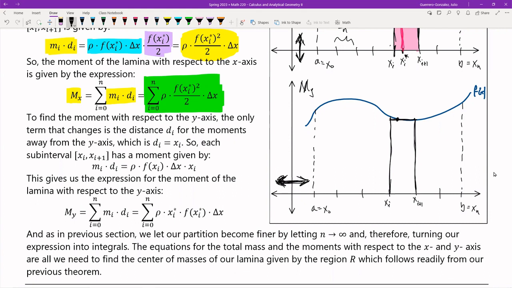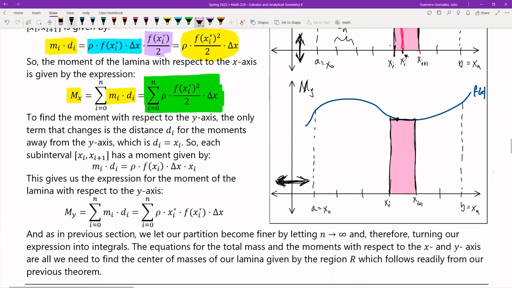We want to find the moment with respect to the y-axis of this pink sliver right here. It's the same pink sliver from above. It's just, I can't draw the same thing twice. Don't judge me. I'm not Bob Ross. Sorry.